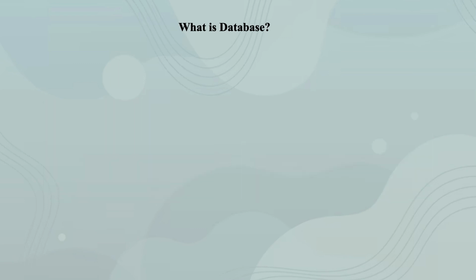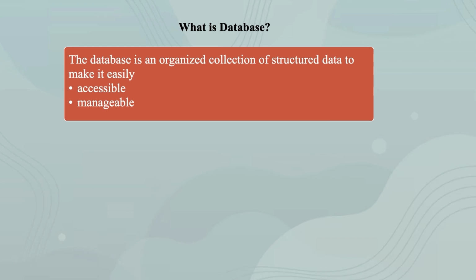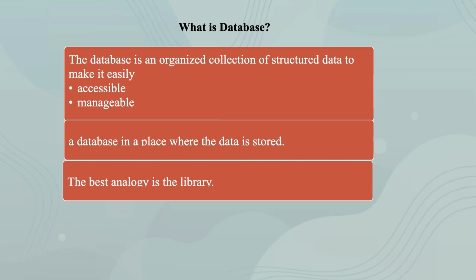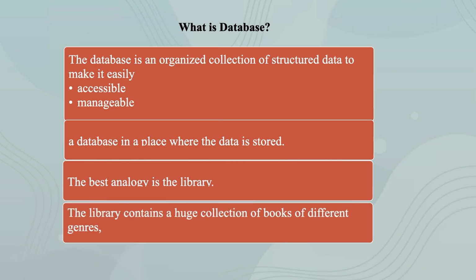The database is an organized collection of structured data to make it easily, what easily? Accessible, manageable, and updatable. In simple terms, you can also say a database is a place where the data is stored. The best analogy is a library, which contains a huge collection of books of different genres. Here the library is the database and the books are the data. So you can see the difference between the database and the data in the context of the library.